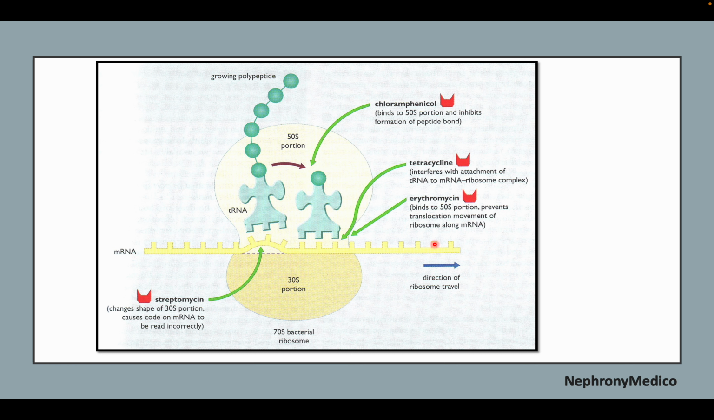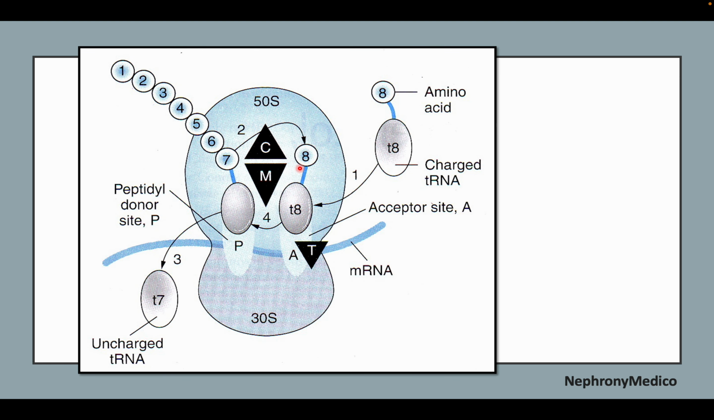Now, this is a picture showing the mechanism of action of different types of antibiotics, which includes chloramphenicol, tetracycline, erythromycin, and streptomycin, acting on 50S ribosomes and 30S ribosomes. This is a picture showing the mechanism of action of tetracyclines.